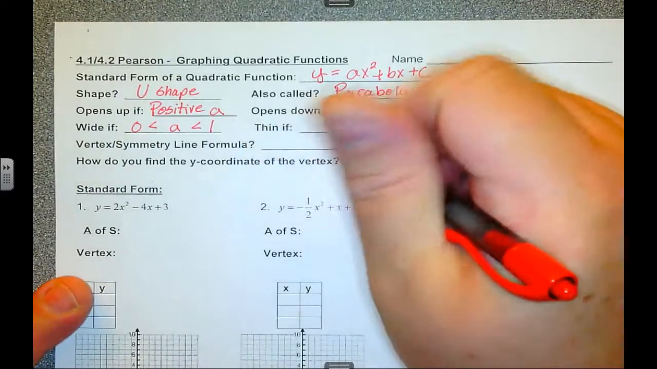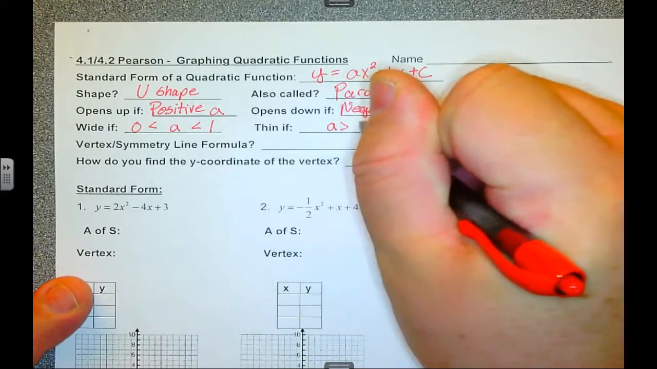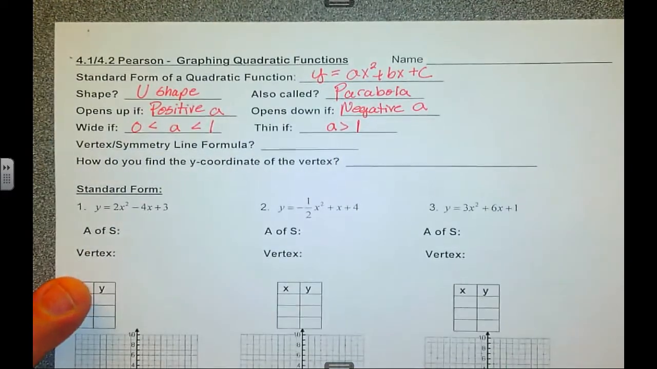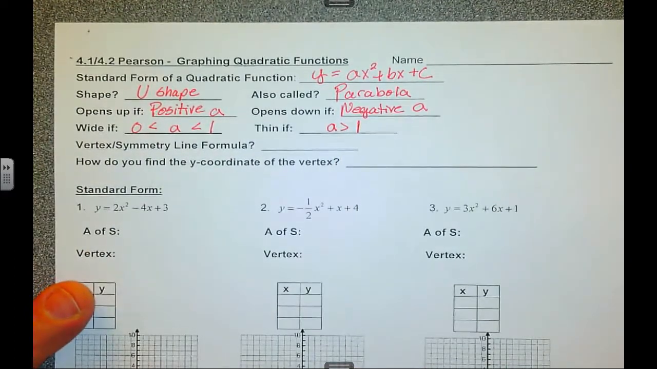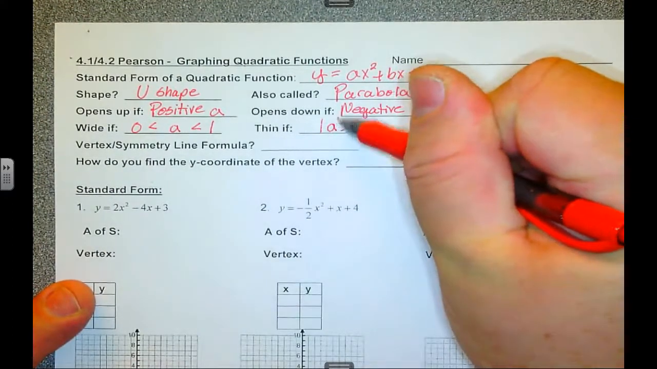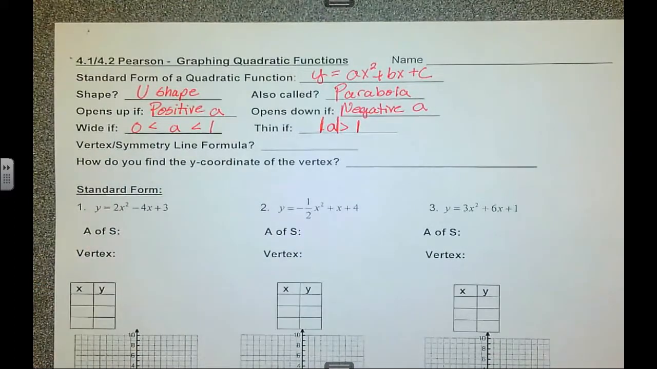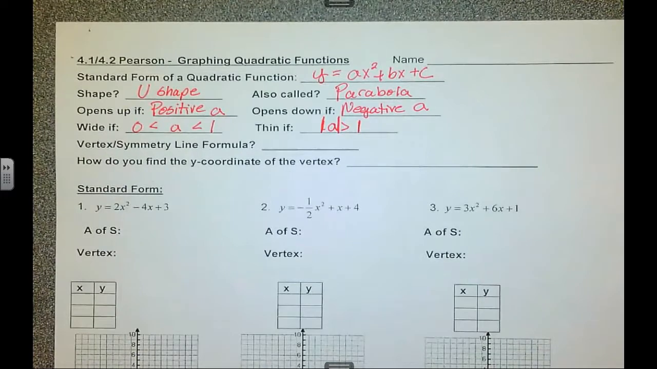Thin if A is greater than 1. And actually, it's the absolute value of A, because if it's negative 3, it does make it thinner, it just makes it thinner going the other way. So the absolute value of A.